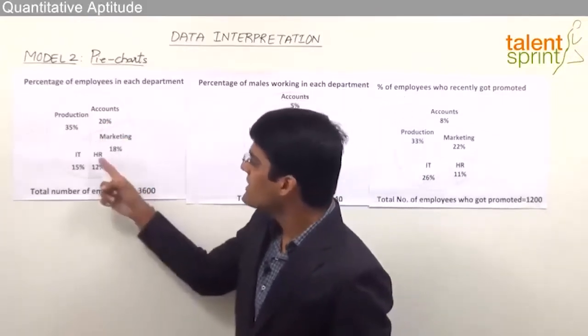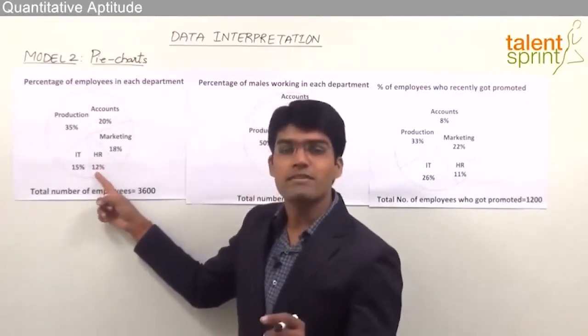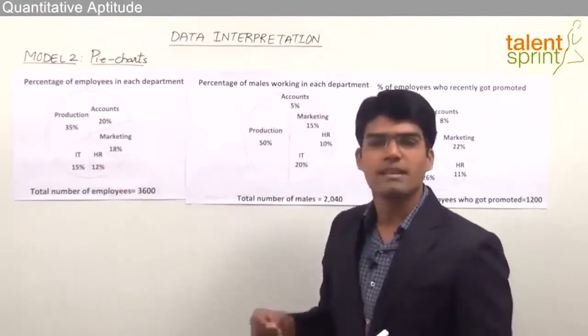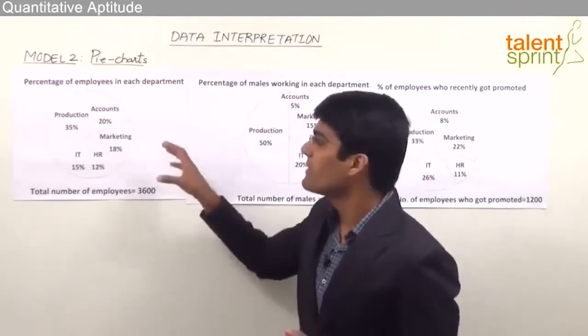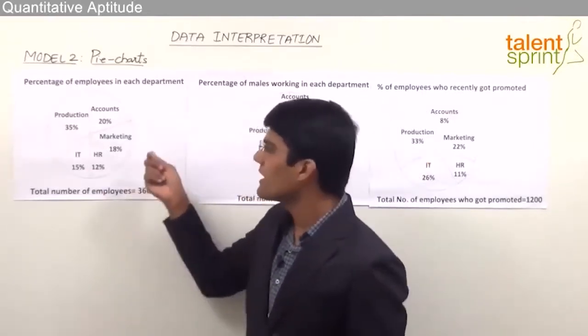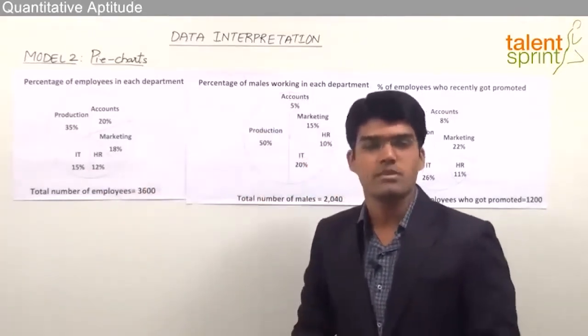Similarly, number of employees in HR, 12%. 12% of what? Total number of employees, 3,600. So in this way, from the given pie chart and the total value, we can find out the number of employees in each of the departments.